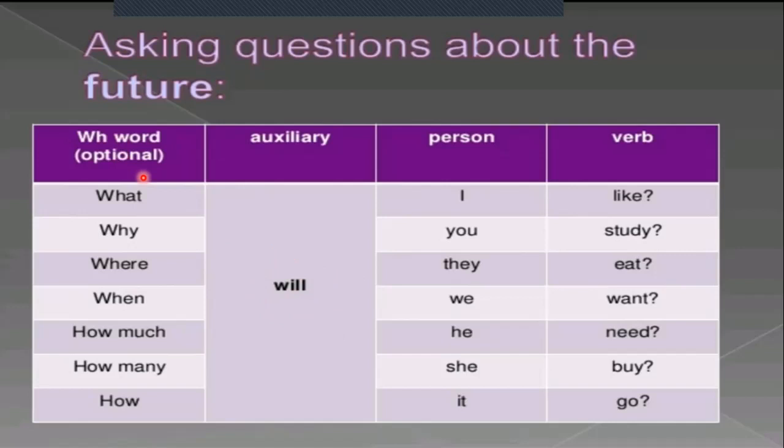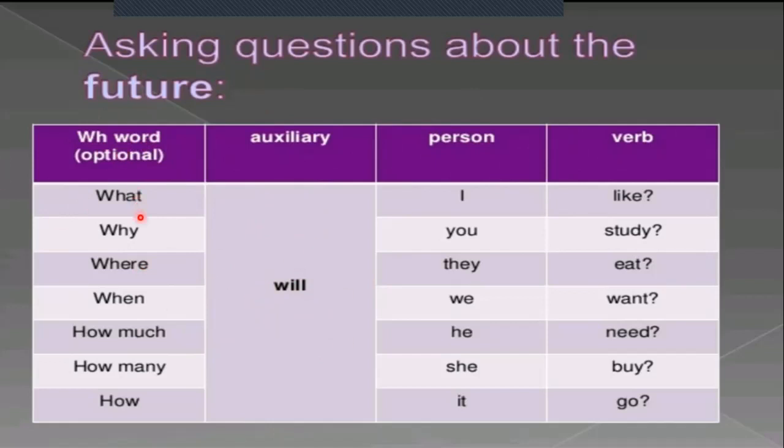Also, again, this question consists of these 4 things. WH word, please memorize these 4 things. WH word, auxiliary verb, subject, verb. Only we change here the auxiliary verb to will.